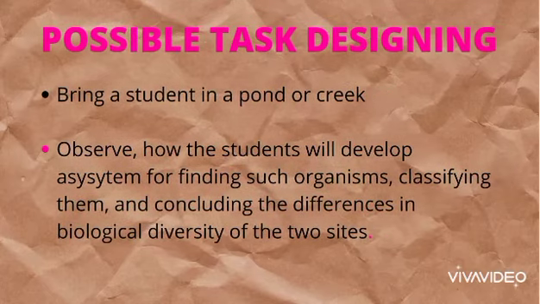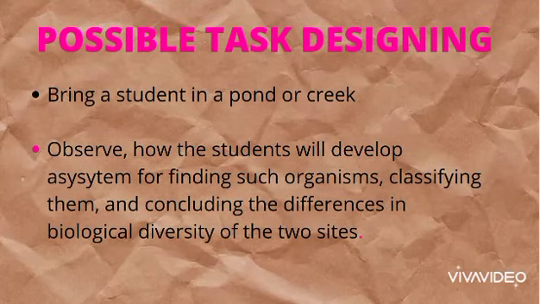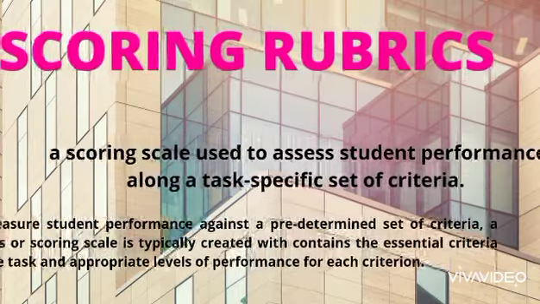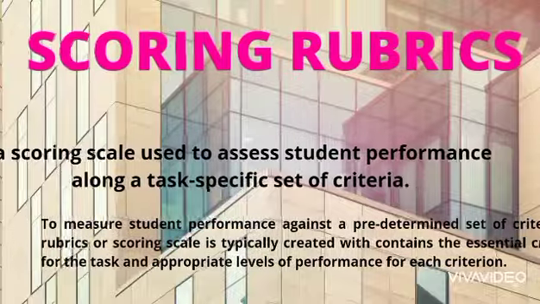Accessible task design. Bring the students to a pond or creek. Ask them to find all the living organisms that they can find living near the pond or creek. Also, bring them to the school playground to find as many organisms as they can. Observe how the students will develop a system for finding such organisms, classifying them, and including the differences in biological diversity of the two types.